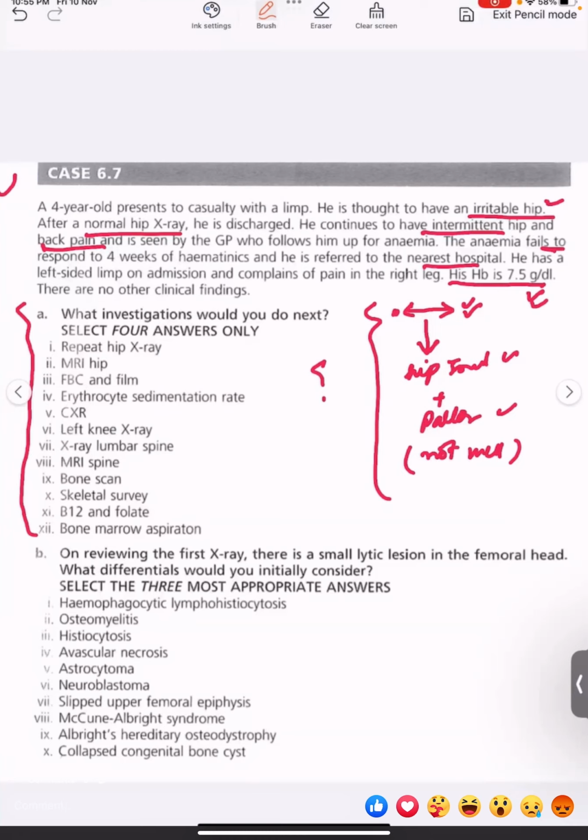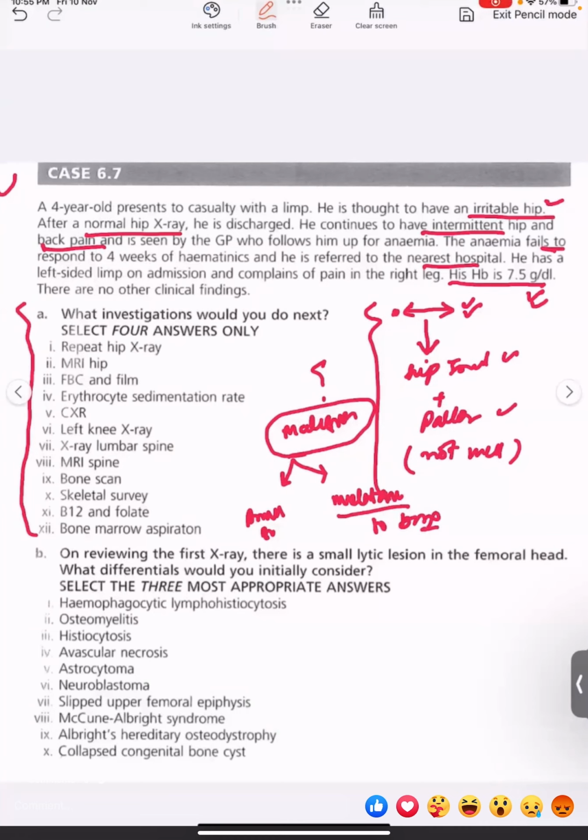My suspicion here should be malignancy. That may be a case of malignancy. This malignancy may be a primary bone tumor, or it may be metastasis to the bone, which causes the limping and the pain.